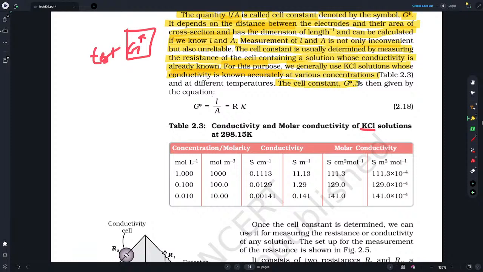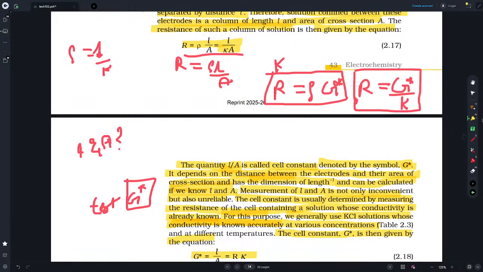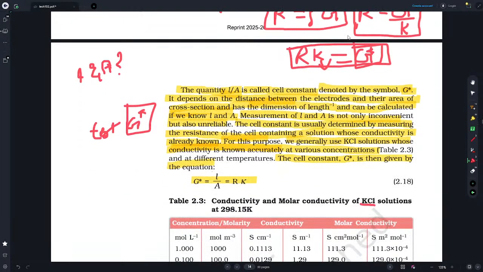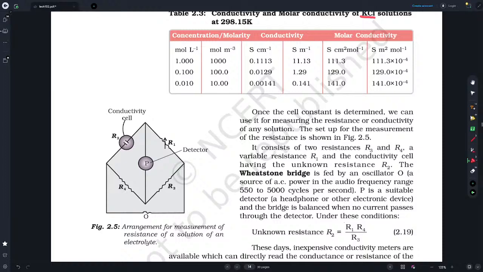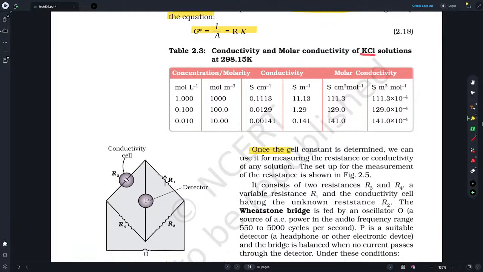The cell constant G star is then given by the equation G star equals L by A, R into kappa. They just shifted the conductivity to this side, so R kappa equals G star, which is a constant value. After finding G star with KCl solution, whose conductivity values we know very accurately, we can replace the KCl solution with another solution, and since we already have the G star constant value, we can find the unknown conductivity. Once the G star or cell constant is determined, we can use it for measuring the resistance or conductivity of any solution.